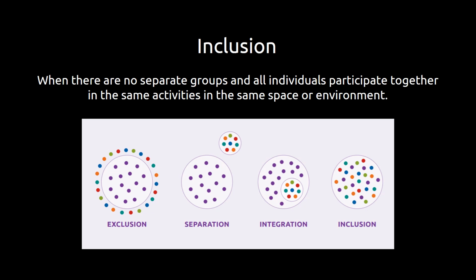Inclusion is when there are no separate groups and all individuals participate together in the same activities in the same space or environment. Take a look at the image below. You'll notice that all the dots are mixed together in the same circle. Can you think of an example of inclusion? Pause the video and take a moment to reflect and write any notes you have.